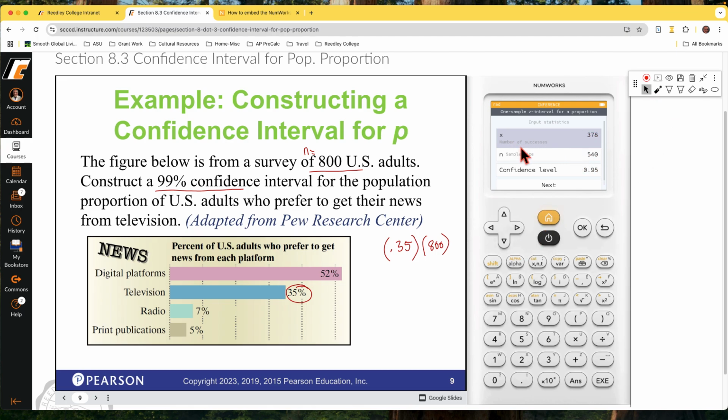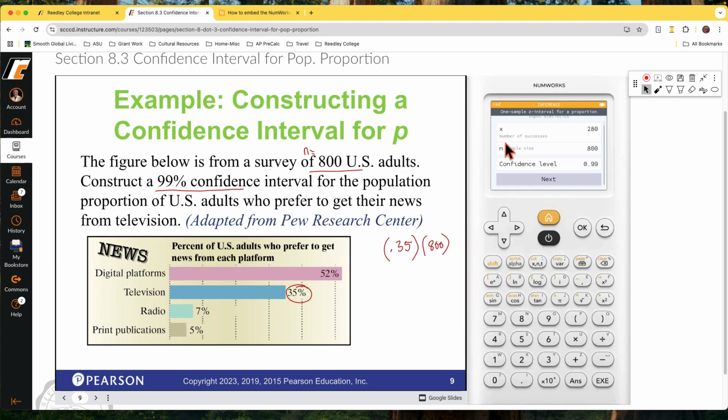Okay, so why don't they just give us a p-hat here? I don't know. But the only way they give us is we have to have the number of successes, not the percent of successes. But instead of going back to the full calculator, let's just put this in, 0.35 times 800. Notice it tells us that's 280 people. And then we have our sample size of 800. So pretty straightforward. And then we have our confidence level, 99%, which is going to be 0.99.